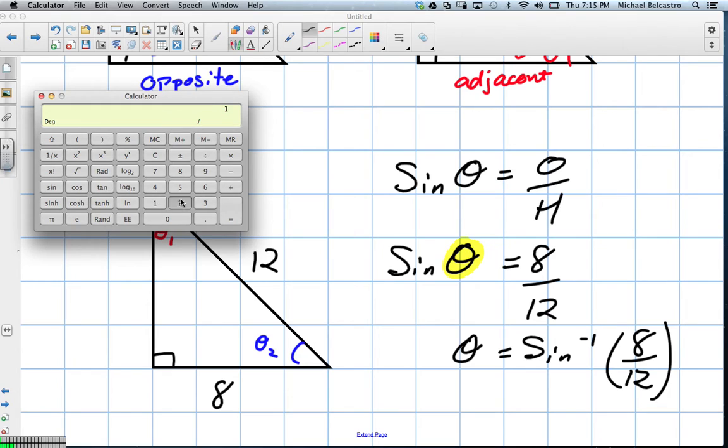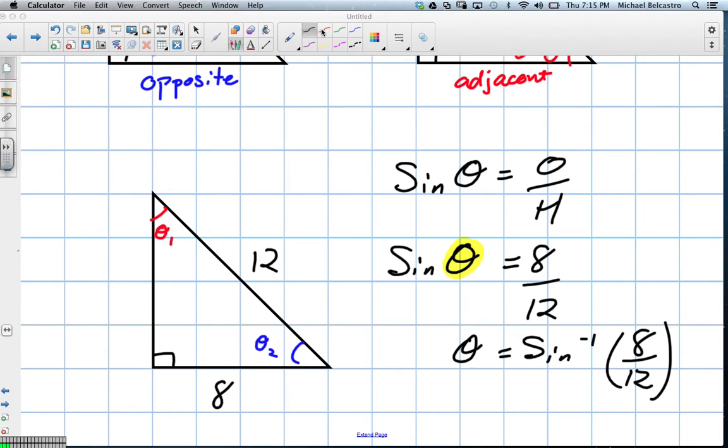Okay, and let me see if I can take out my calculator and solve that. 8 divided by 12, and then my inverse for sine, 41.8. Would that be 42? Sure. Let's say approximately 42 degrees. Okay, great. What about for this one here?